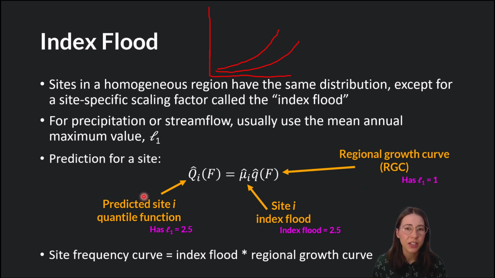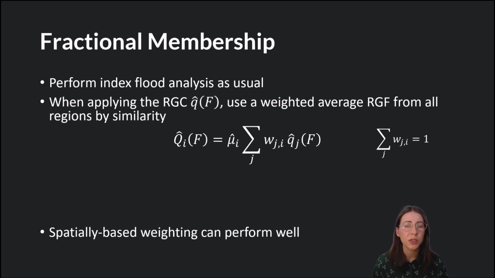The limitation is that everywhere where you want to apply index flood, the site has to be located in a distinct region. This can also cause issues with sharp boundaries where two adjacent regions meet. Next, we'll talk about fractional membership. Fractional membership is very similar to index flood, but instead of establishing very strict definitions of regions, the assignment of sites to regions is a little bit more fluid.